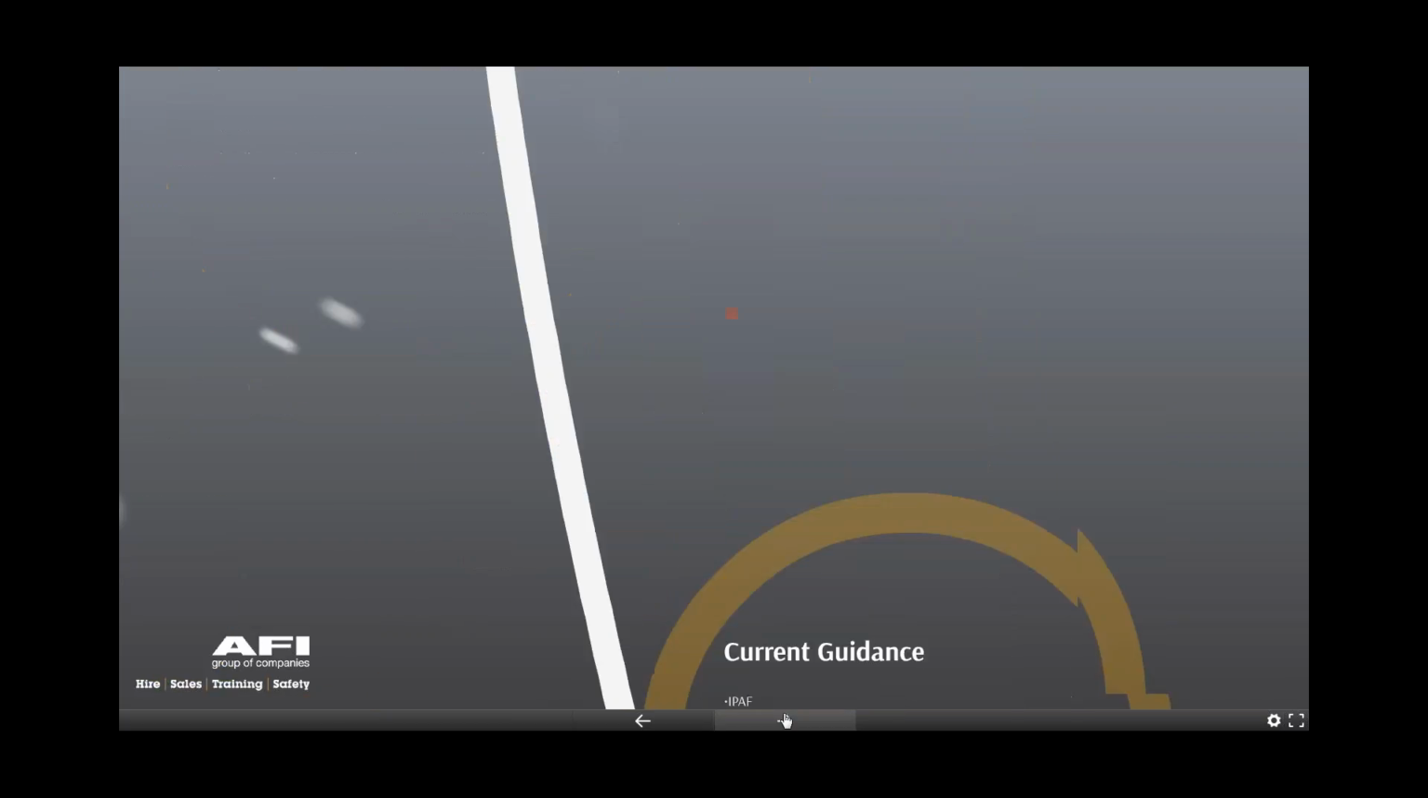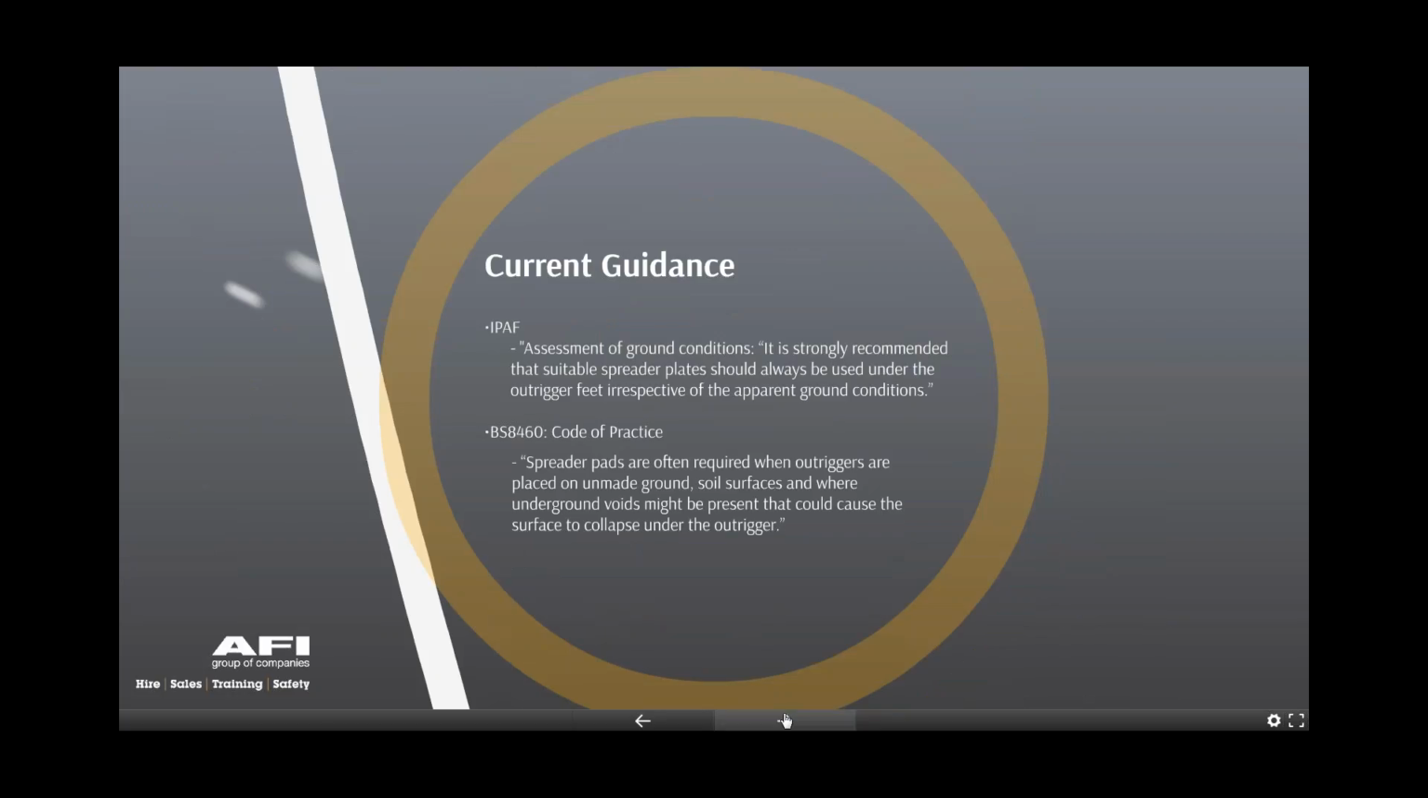So the current guidance out there: the IPAF guidance document, under assessment of ground conditions, says it is strongly recommended that suitable spreader plates should always be used under the outrigger feet, irrespective of the apparent ground conditions. Whereas BS 8460, the code of practice for the safe use of MEWPs, says spreader pads are often required when outriggers are placed on unmade ground soil surfaces and where underground voids may be present that cause the surface to collapse under the outrigger. So that's somewhat contradictory. You've got one saying always and one saying often, and they're the two pieces of guidance available in the UK.